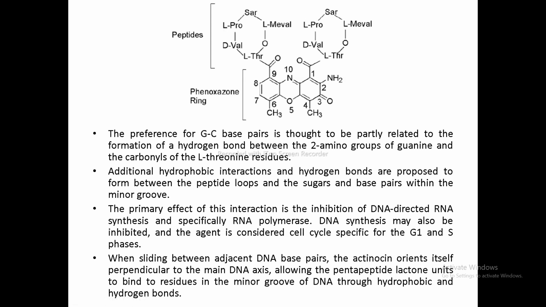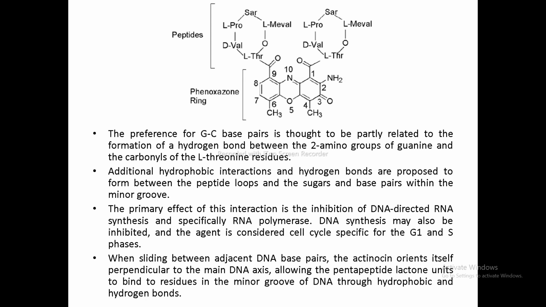Either it is the purine base or the pyrimidine base within the minor groove. Right? So the peptide loops form hydrogen bonds with the sugar and the base pair. So that is another hydrophobic interaction. Then the primary effect of this interaction is the inhibition of DNA-directed RNA synthesis, and especially the RNA polymerase enzyme.